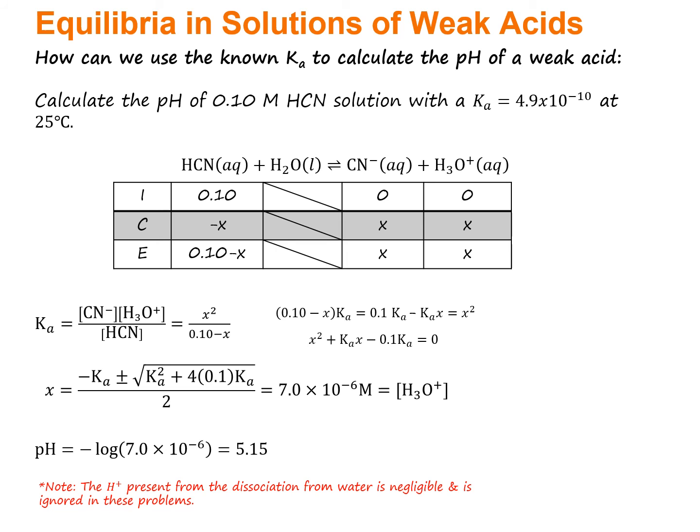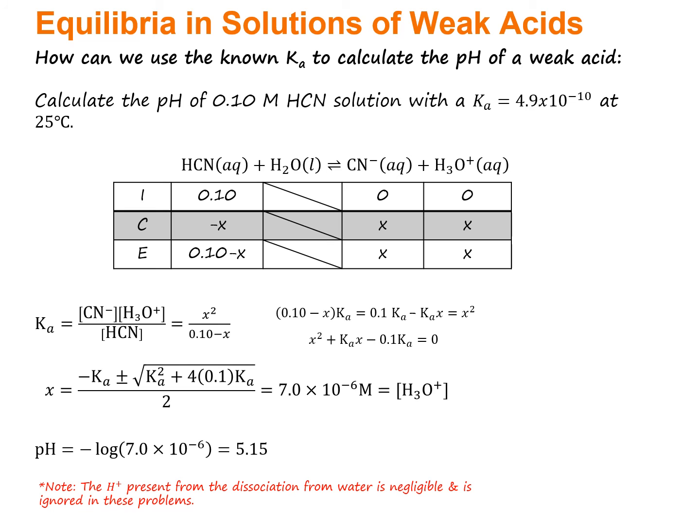One note I do want to make is that the hydronium ion concentration present is pretty much solely from this HCN. We can consider it almost all from the HCN. The dissociation from water is very negligible. We discussed it earlier. It's something like 10 to the minus 7 molar. That's a very, very small number. So we're just going to consider only the hydronium produced from the weak acid.